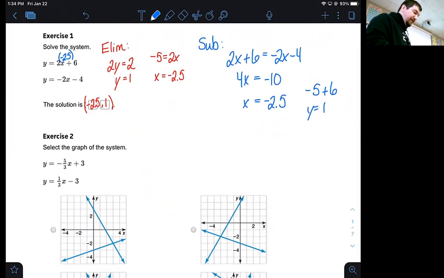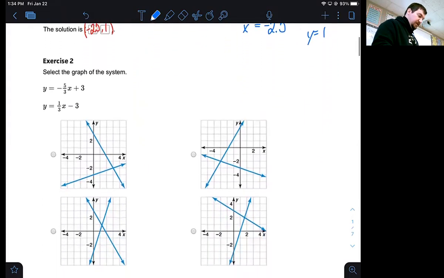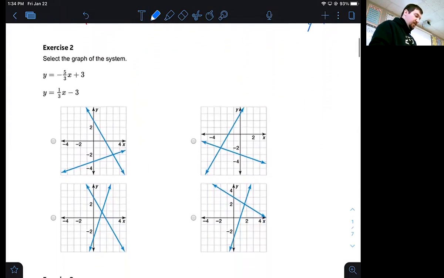Number 2, select the graph of the system of equations. And so they want us to know which of these 4 represents those 2 equations. One equation has a y-intercept of 3. The other one has a y-intercept of -3. That doesn't eliminate any. So now I need to look at the slopes.